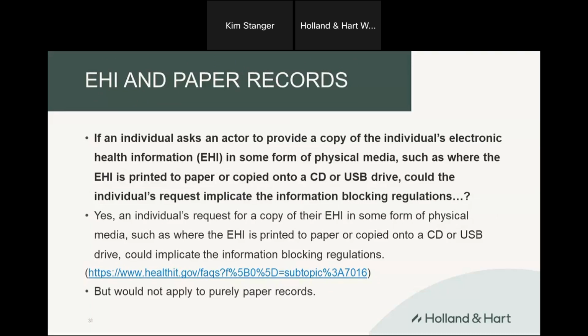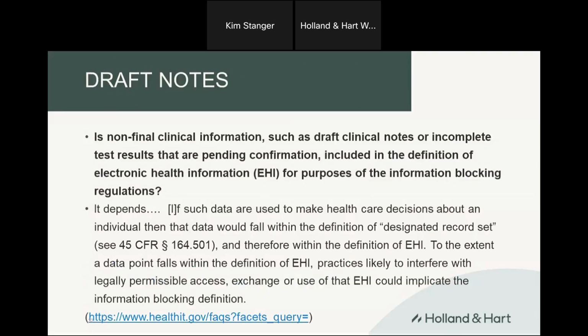What about paper records? Remember, the information blocking rule only applies to EHI. What about if a patient comes in there and says, hey, I want you to take my EHI and give me a PDF or give me a paper copy of that? Is the information blocking rule implicated? Yeah, it is, because you're still accessing the electronic information. It's just you're going to produce it in a paper form, so it would still be implicated in that situation. What about draft notes?